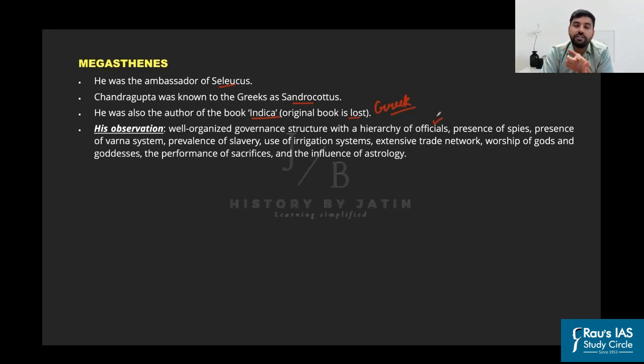See, Arthashastra explains about the caste system, the Varna system. He talks about class. He says that there was a system of spies, presence of the Varna system, prevalence of slavery, and an irrigation system was present, thanks to Ashoka in that regard also. The trade network was extensive. To be specific, we had Tamralipti on the eastern side and Bharuch on the western side. Bharuch means near Surat. There was worship of gods and goddesses, performance of sacrifice, and the influence of astrology. So this is what Megasthenes tells us about the history of ancient India.